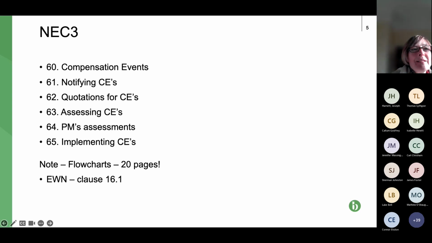The other thing I want to say on this slide is EWN, early warning notices. They're dealt with at clause 16.1. We're going to be touching upon them. But just bear in mind, they are required, but it's dealt with in a separate section of the contract to the compensation events, and it is separate, albeit related. So next slide, please, Jen.